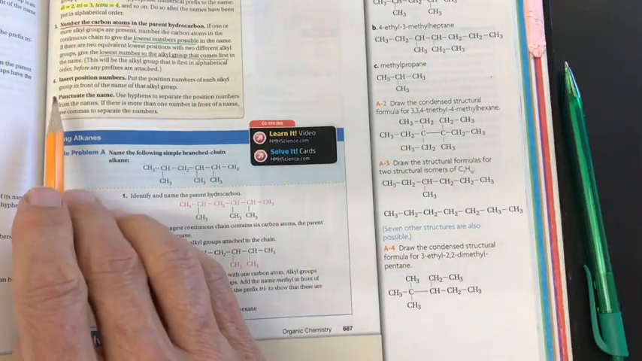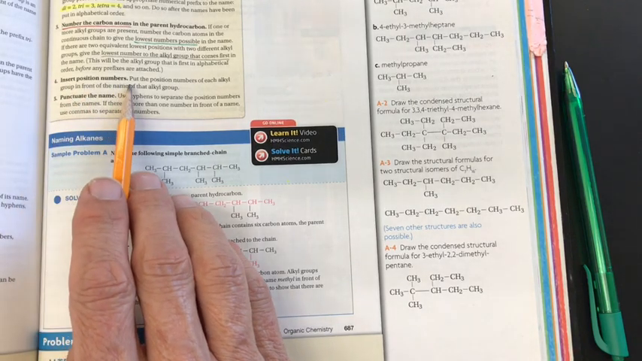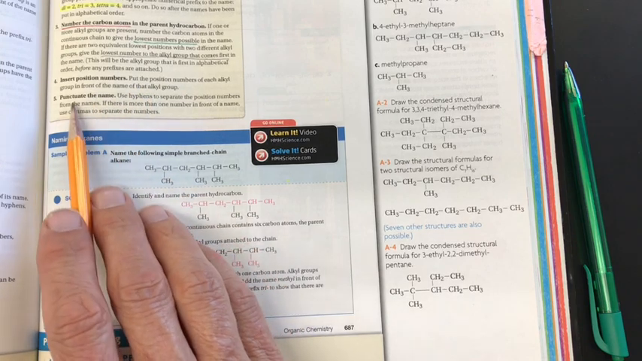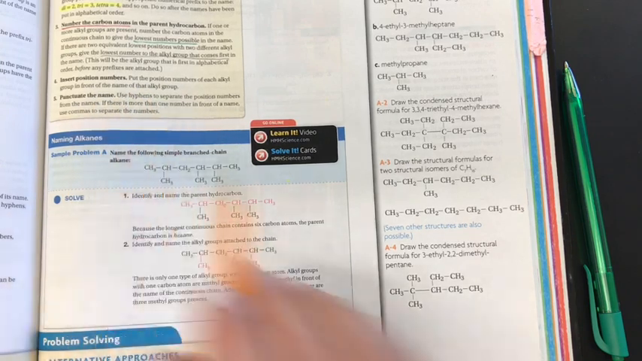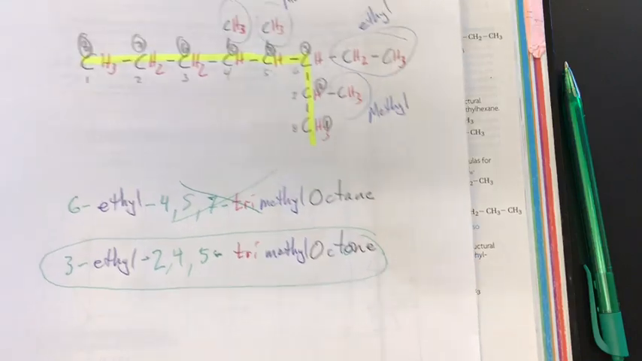The last bit of our rules is that we insert position numbers. This is what we did just a moment ago. And we put them in front of the group name, and we punctuate it using hyphens to separate the positions of the number and commas. So that's why we put the hyphens here and the commas to separate the numbers.